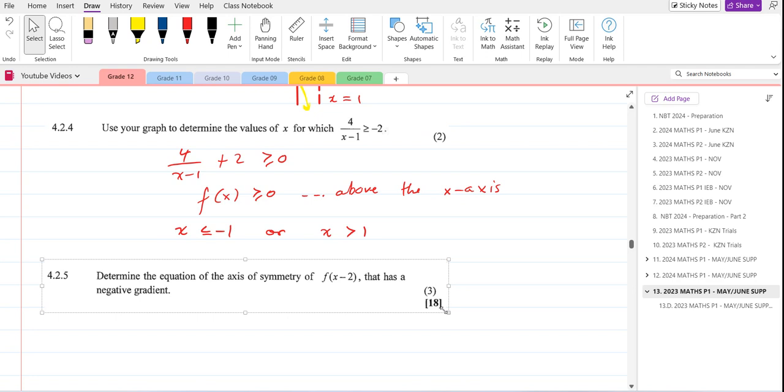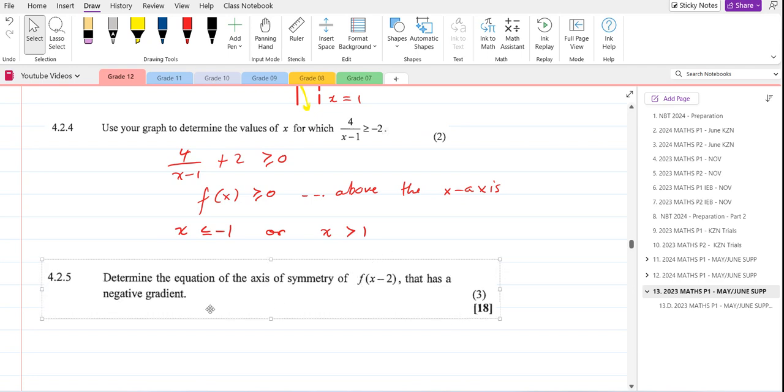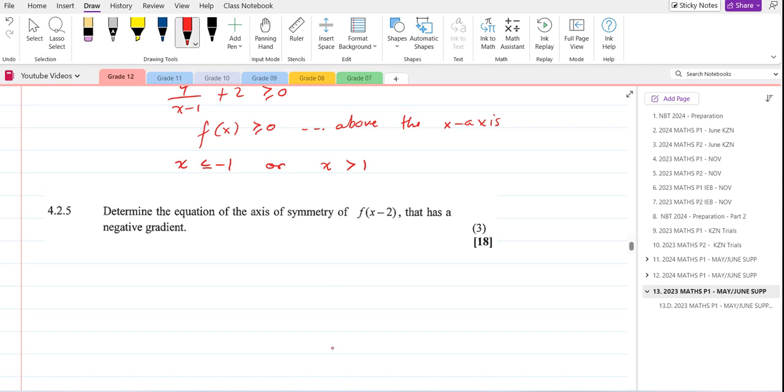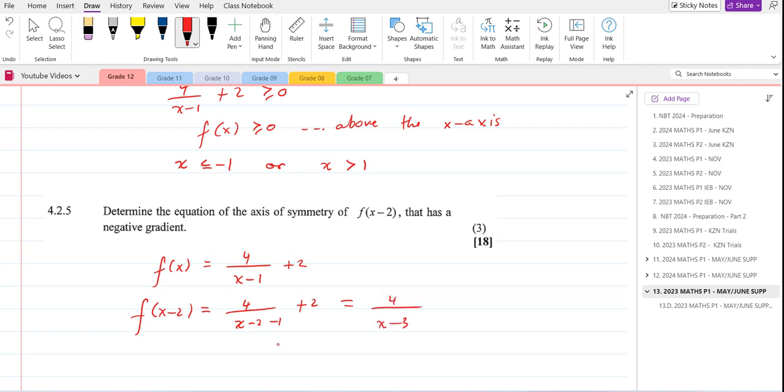Determine the equation of the axis of symmetry of f of x minus 2 that has a negative gradient. Now remember, f of x minus 2, we know what f of x is. So f of x was 4 over x minus 1 plus 2. So f of x minus 2 will be 4 over x minus 2 minus 1 plus 2. So that's basically 4 over x minus 3 plus 2.